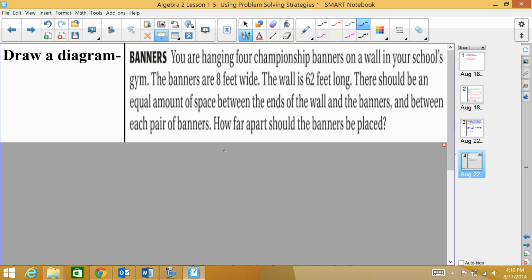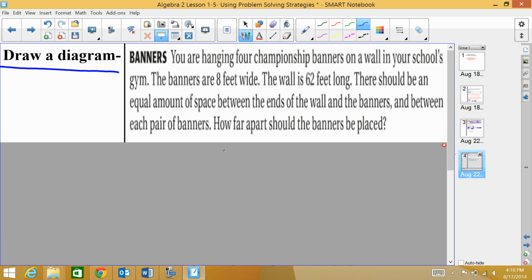Okay, let's look at one more. You are hanging four championship banners on a wall in your school's gym. The banners are 8 feet wide. The wall is only 62 feet long. There should be an equal amount of space between the ends of the wall and the banners, and between each pair of banners. How far apart should the banners be placed? This is an excellent question, and it's very real life. And since I'm a very visual learner, another strategy you can use when solving problems is drawing a diagram.